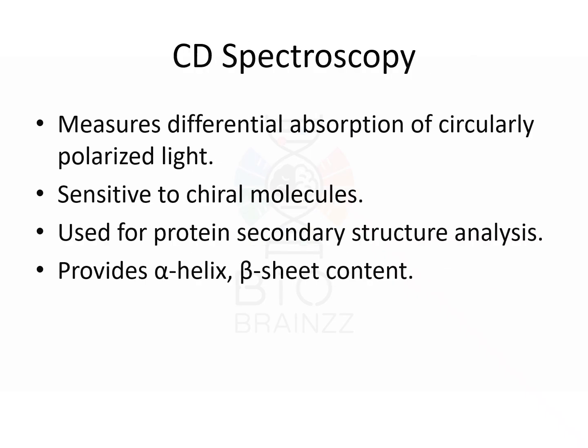CD spectroscopy is used to study chiral molecules. It measures the difference in absorption of left and right circularly polarized light. Since many biological molecules like proteins are chiral, this technique is very useful in biotechnology. This method is mainly used to analyze protein secondary structure. It helps us to understand how much alpha helix and beta sheet is present in a protein. So, it gives important information about protein folding and structure, which is very important for understanding protein function.